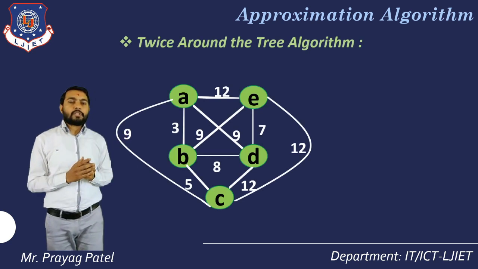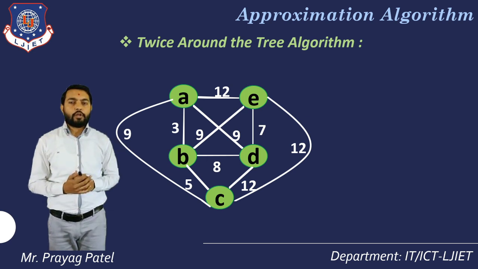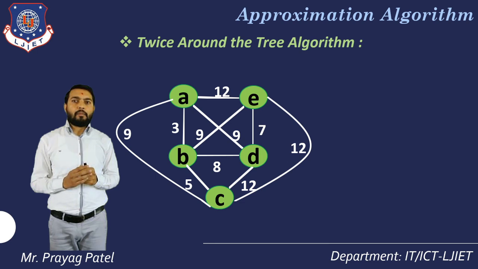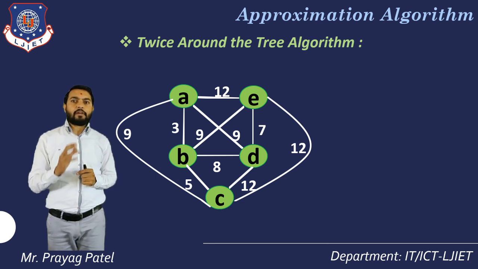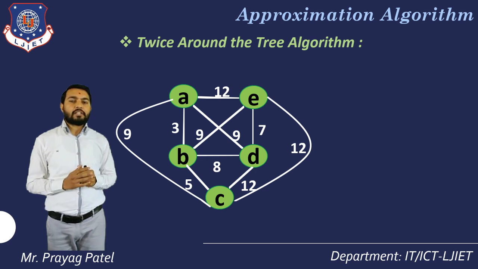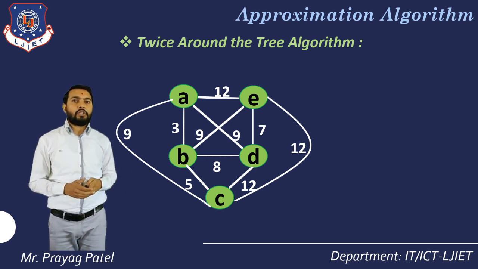Now, the second approximation algorithm for the traveling salesman problem is the twice around the tree algorithm. Now, see here, this graph is given as a problem of the traveling salesman problem. Here 5 cities A, B, C, D, and E are given. All the distances are also given. Now, how can we find the solution using the twice around the tree algorithm?